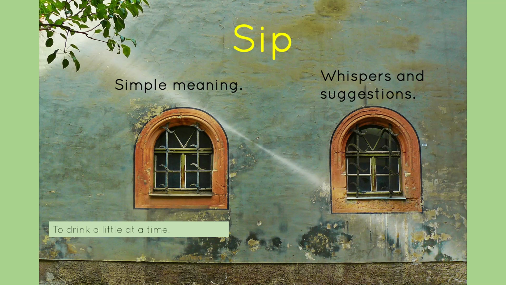We're going to look through the first window, the left-hand window, the simple meaning window, to begin with. So what does the word sip mean? Okay, it simply means to drink a little at a time. And there's the extra information, a little at a time. So what does that suggest to you about that guy in the picture, or anyone who's sipping their drink? Have a think about this.